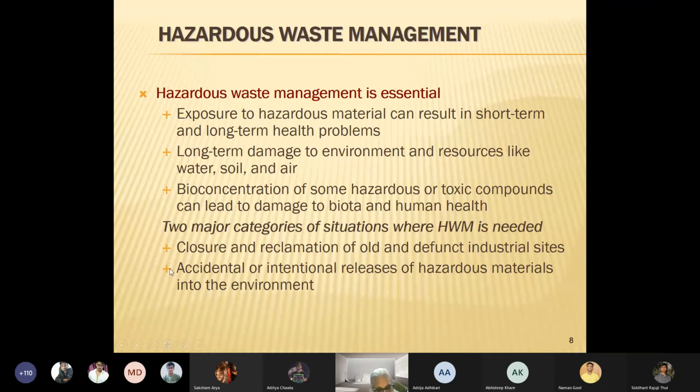nobody wants to buy property next to these industrial sites. So this is good property that is lying waste, or because it's a potential environmental problem. For many reasons, these old and defunct industrial estates or sites are a huge problem. So people want them to be closed. They want these sites to be closed or reclaimed. And that's a huge area of work in developed countries in the last few decades.